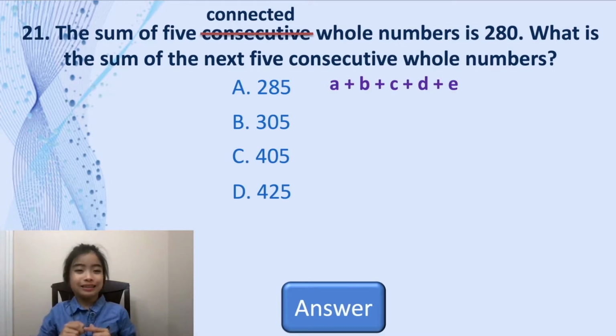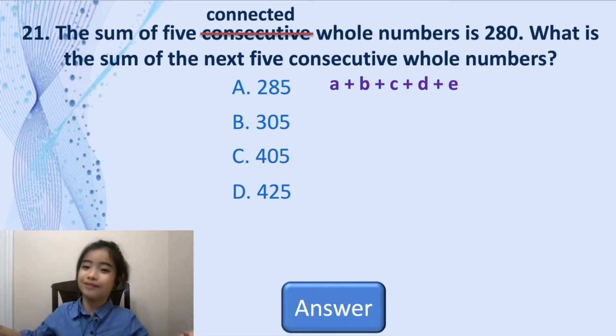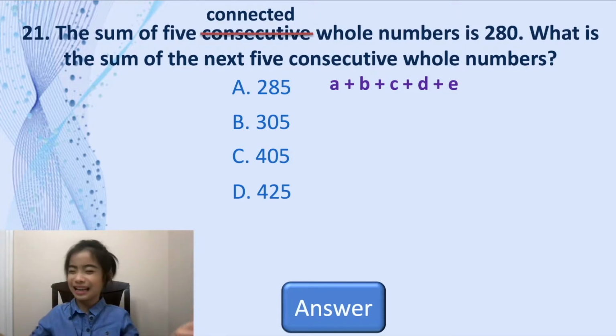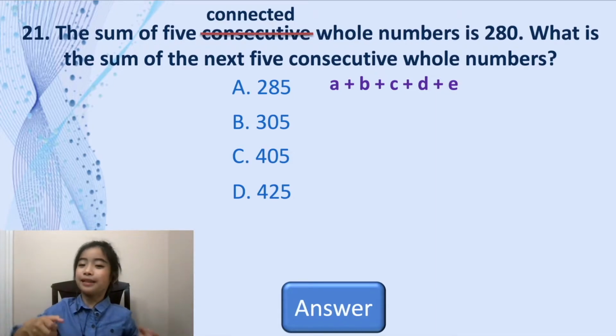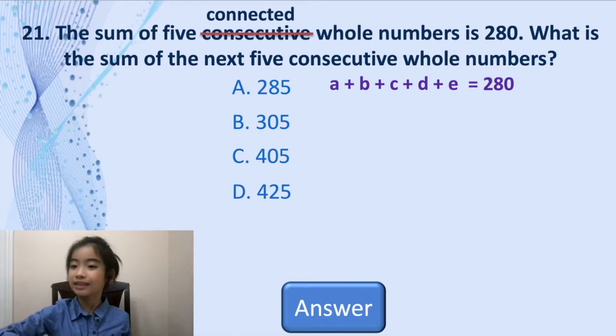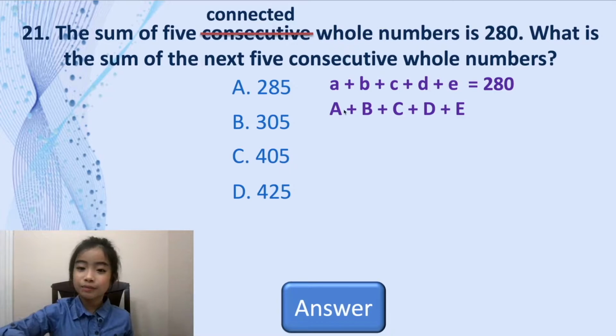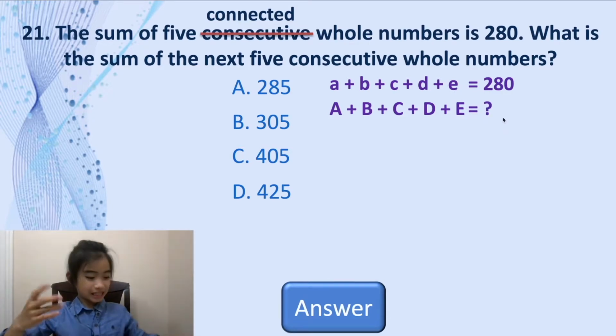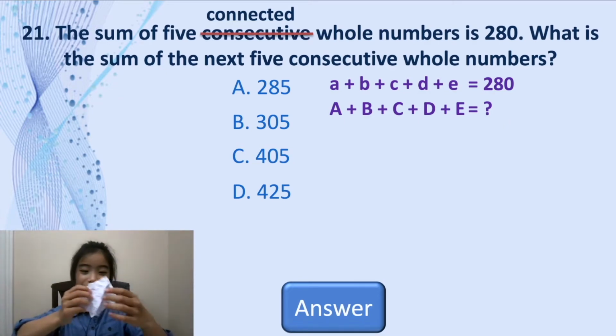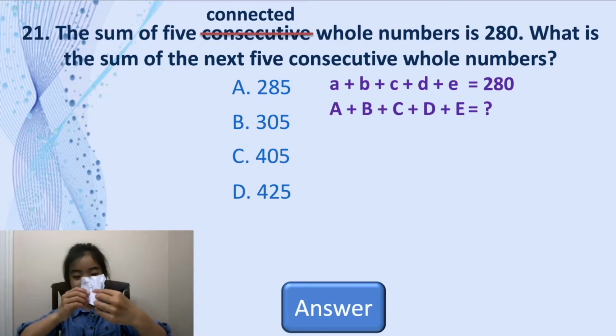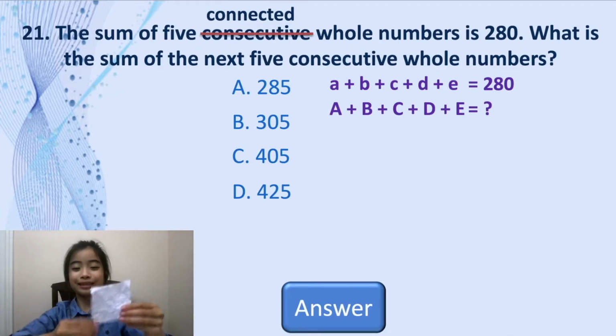So, let's say that the 5 consecutive whole numbers equals 280, and I'll just represent them with letters. So we have A plus B plus C plus D plus E equals 280. Don't mind the uppercase, it's still the lowercase. A plus B plus C plus D plus E equals this question mark I have right here.